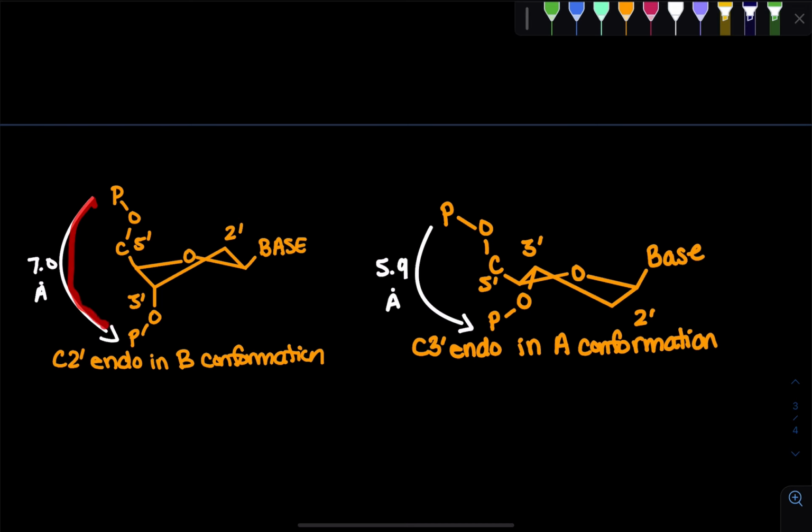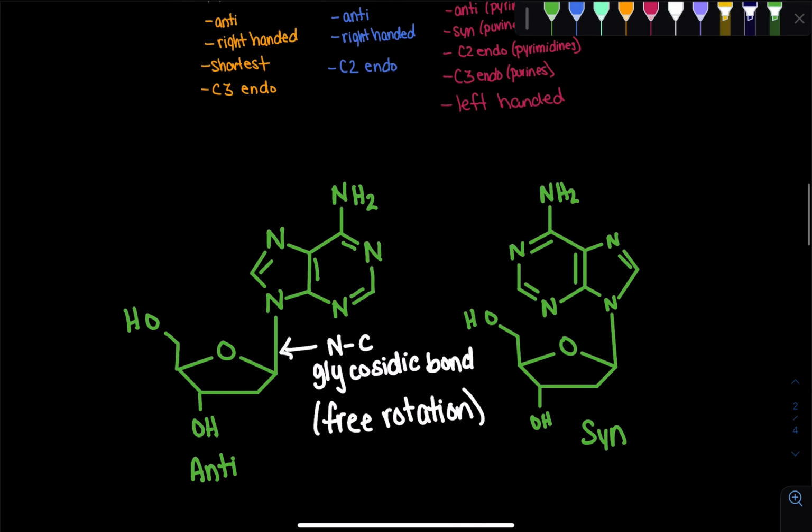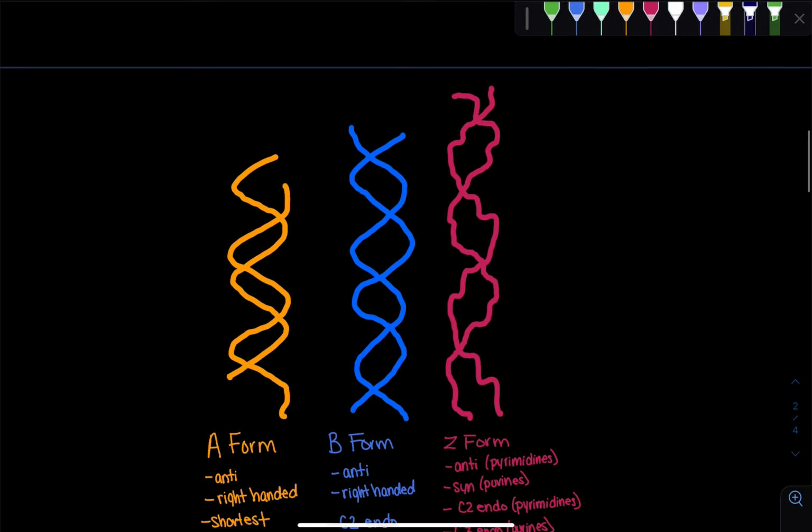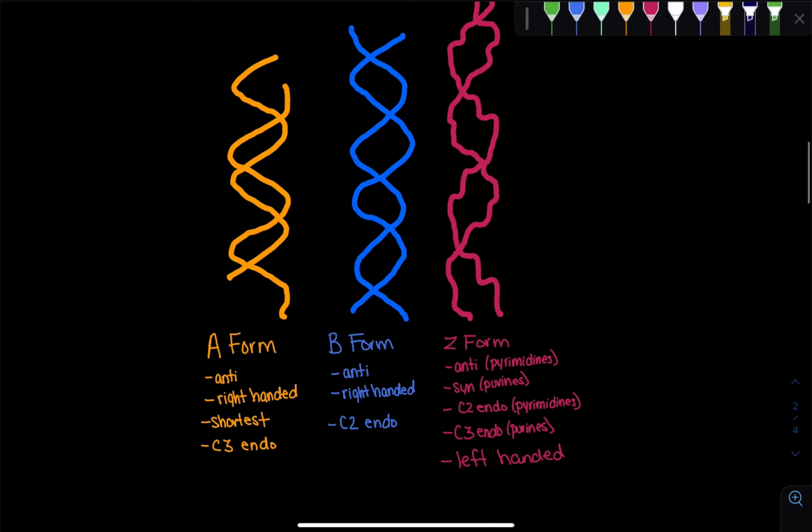Whereas when the phosphates are further apart, we get that longer B form. So C2 endo versus C3 endo. In C3 endo, the phosphates are closer together. In the C2 endo, the phosphates are further apart. And C2 endo refers to the B conformation, and C3 endo refers to the A conformation. So now we have a little bit of a sense of the different forms of DNA.